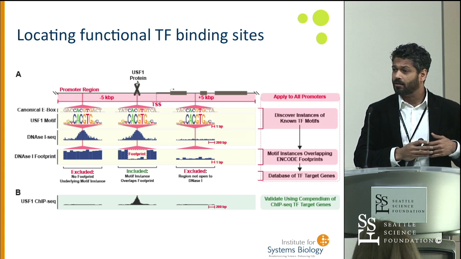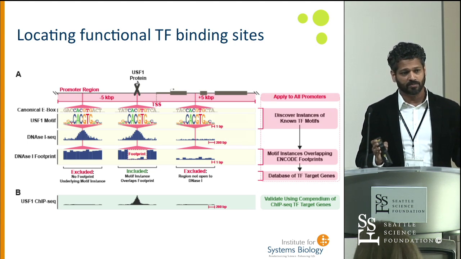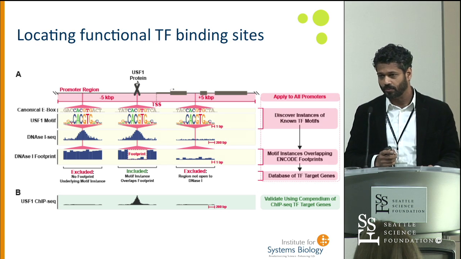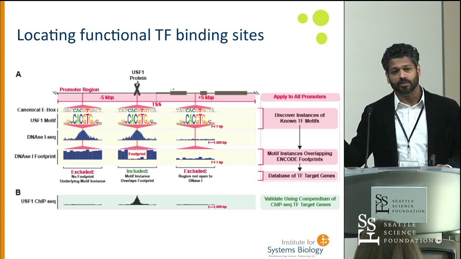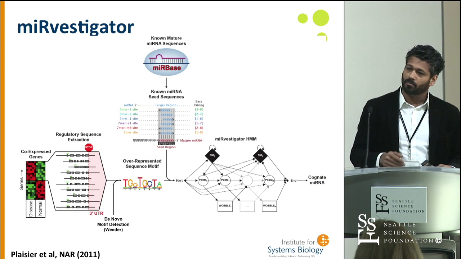And we created a large database of such interaction maps for all of the known human transcription factors for which recognition sequences are known. And then we can map this onto the signatures that were discovered from the glioblastoma data set. We can do something similar for microRNA regulation.